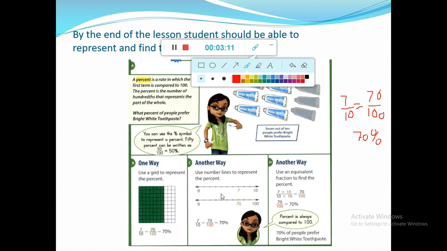Another way, we can use the number line. We have the number line here, divided into 10 parts. So we need 7 parts. 7 parts. When we make it to 100, we will have 70%. 70 out of 100. The third way, we use the equivalent fraction to find percent, as I have done here. We multiply 7 and 10 by 10, we get 70 out of 100. So 70 out of 100, it's 70%.